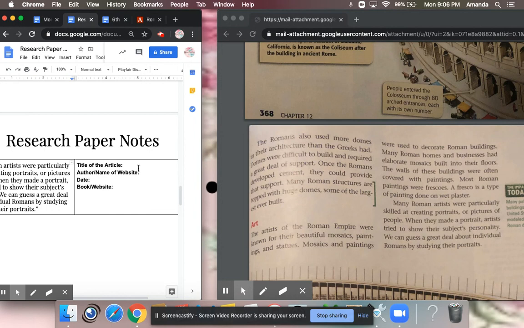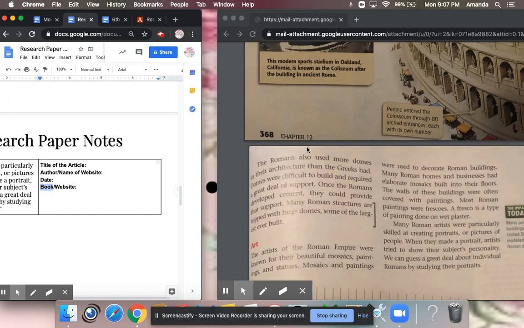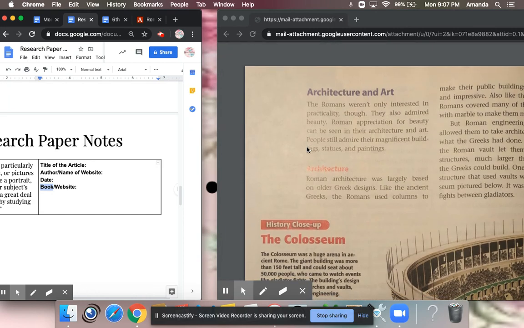Now, the title of the article, since it says book or website right here, what I'm going to do is put the title of the section. So your section might be Greek mythology or Sparta and Athens. If you're using your book, you want to make sure you put the section's title here. Legacy is the title. The author's name, it's two authors. Let's see here. So we have, our authors are Dr.